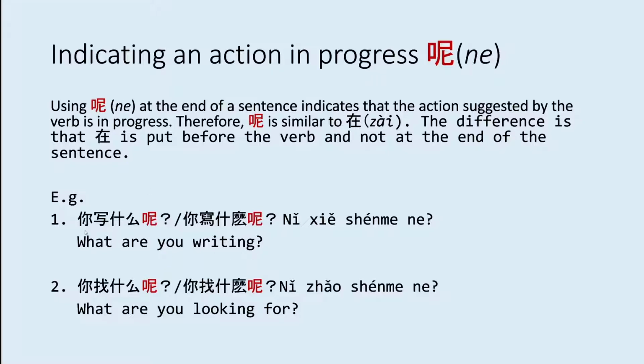So you can say 你写什么呢? What are you writing? If you didn't have ne, then the translation would sort of be what are you write, which doesn't really make sense. So if you wanted to say what are you writing, you would have to add the ne, which basically adds that ing. So the second example, 你找什么呢? Ne here is the ing in looking. So what are you looking for?